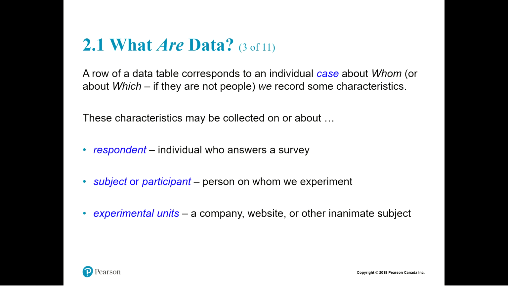Right? So keep going. A row of data in a table corresponds to an individual case about whom, or about which if they are not people, we record some characteristics. And we might collect characteristics such as respondent, an individual who answers a survey. As you know, you already have done this. A subject or participant, a person on whom we experiment. And experimental unit, a company, website, or other inanimate subjects.